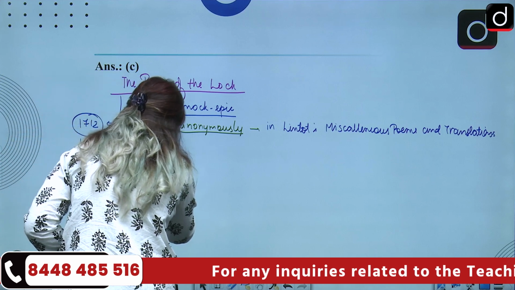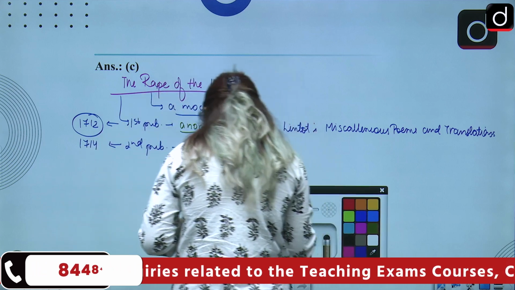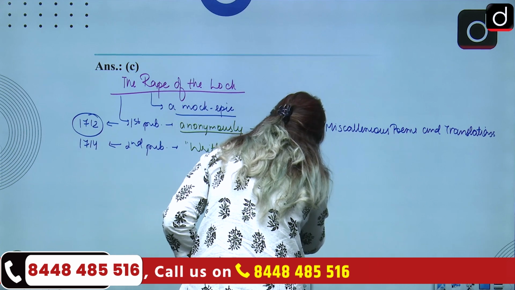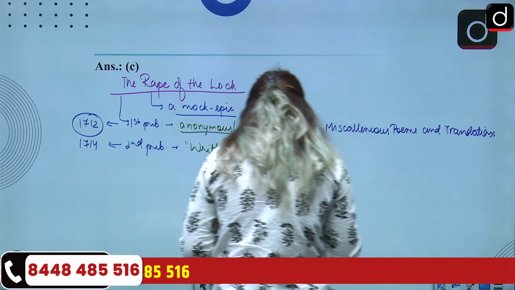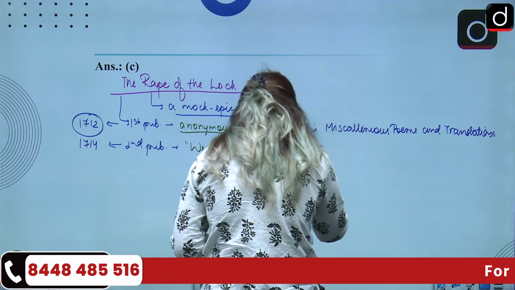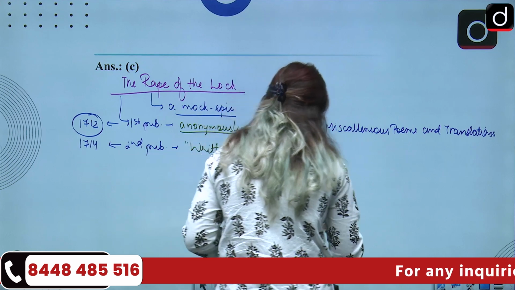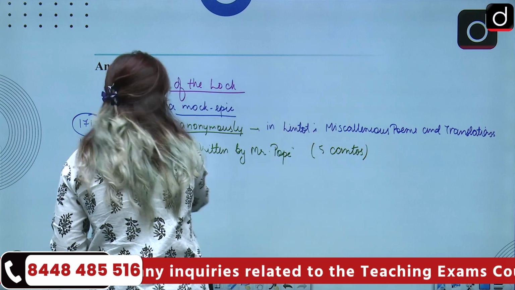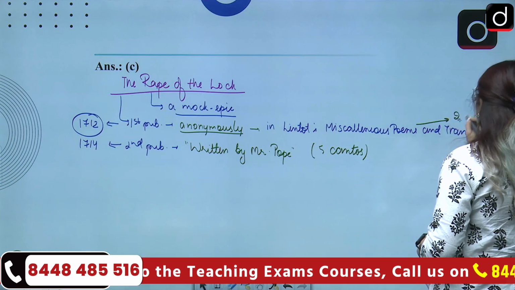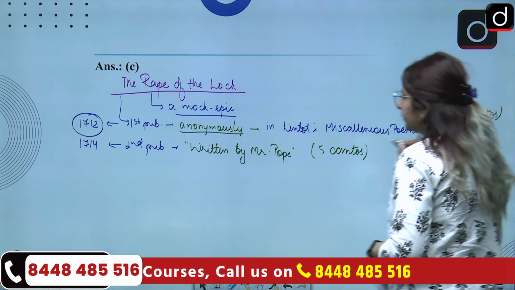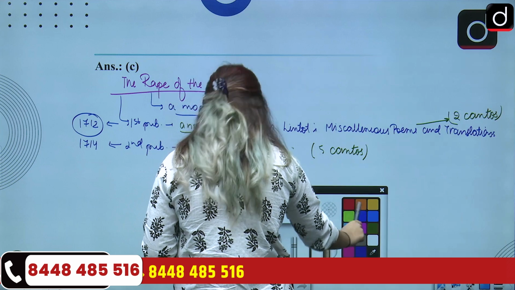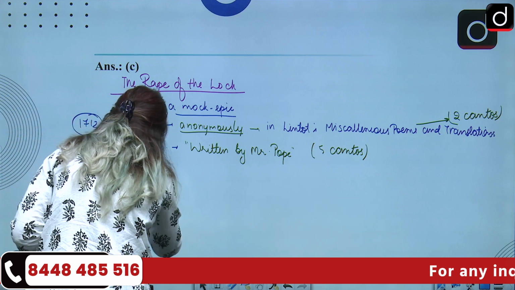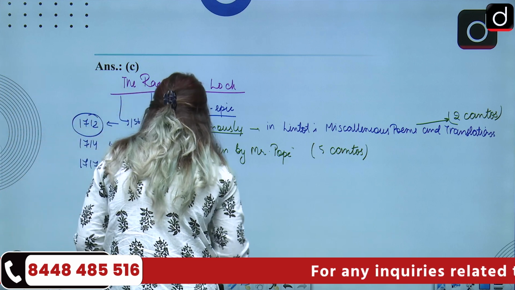What was different from the first edition here? In the second edition, it was written: Written by Mr. Pope. Okay? And it was divided into 5 cantos. In 1712 it was divided into 2 cantos, only 2 cantos. This is a very important piece of information. Then came the next time, 1717, which was the final edition published.